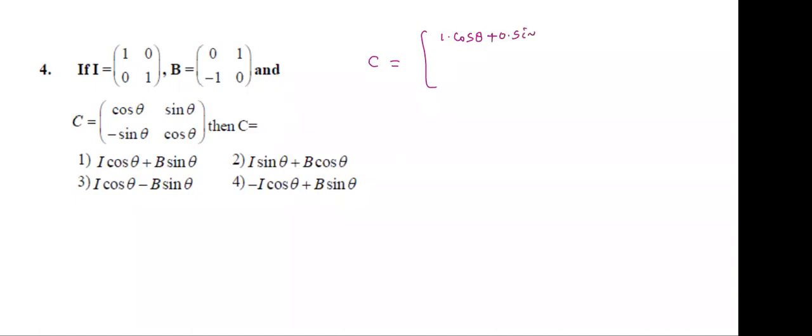Is it correct or not? After calculation, you will get cos theta. Next, 0 into cos theta plus 1 into sin theta. Next, second row, first column element, 0 into cos theta minus 1 into sin theta. Next, 1 into cos theta plus 0 into sin theta. This is the C matrix.